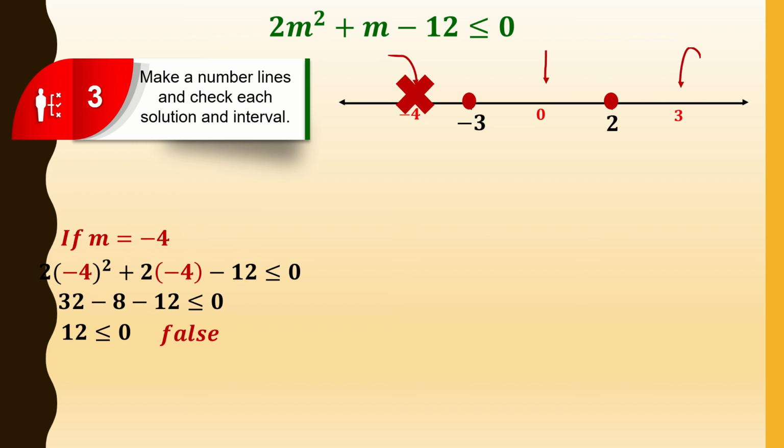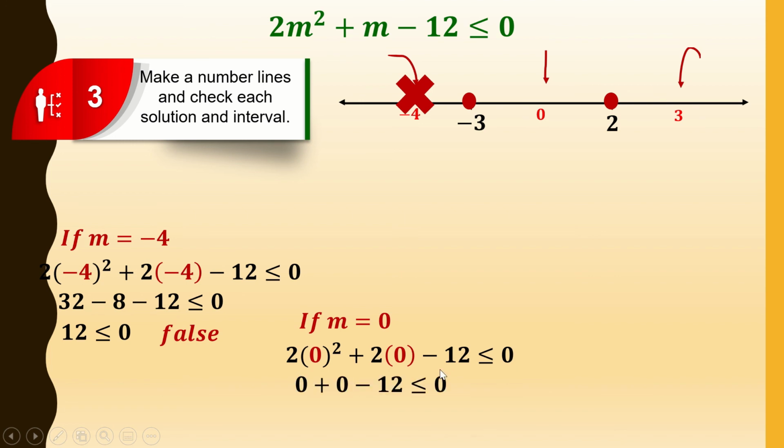Now, let's check if 0 is included or not. If our m is equal to 0, substituting it into our quadratic inequality, we have 2 times 0 squared plus 2 times 0 minus 12 is less than or equal to 0. Simplifying this one, we have 0 plus 0 minus 12 is less than or equal to 0. And 0 plus 0 minus 12 is equal to negative 12, which is less than 0. So, meaning this solution is true. So, the points between negative 3 and positive 2 are included.